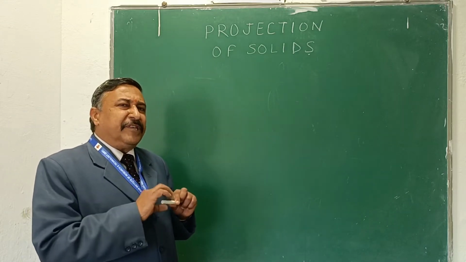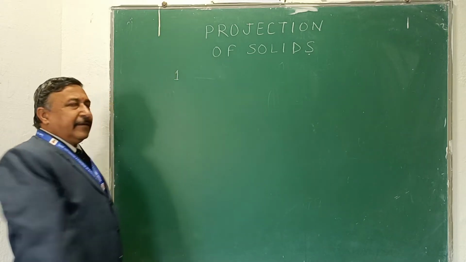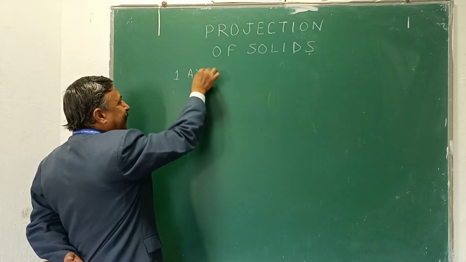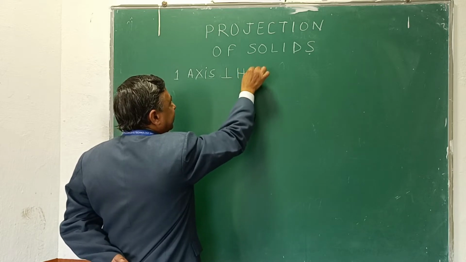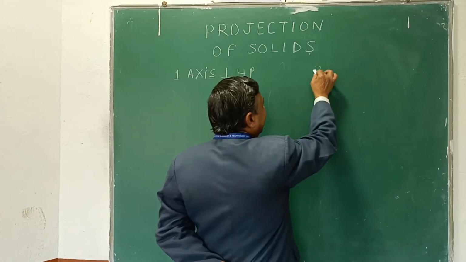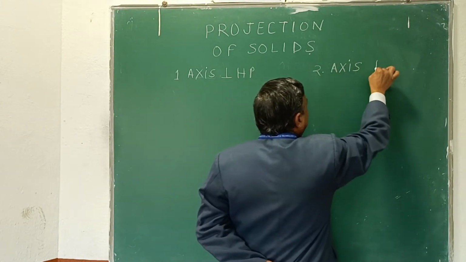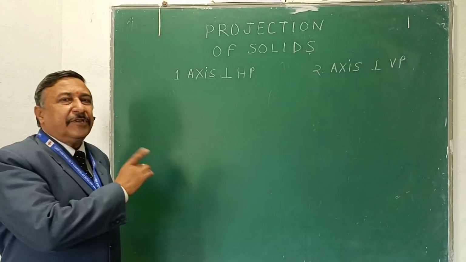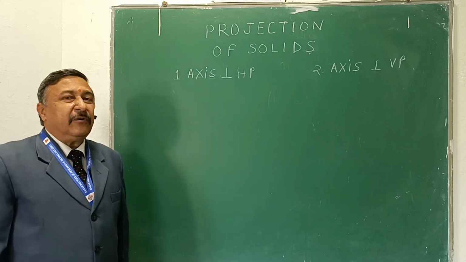So, the basic positions are two. The first basic position is axis perpendicular to HP. And the second main position is axis perpendicular to VP, just the opposite of this. So, axis perpendicular to HP.